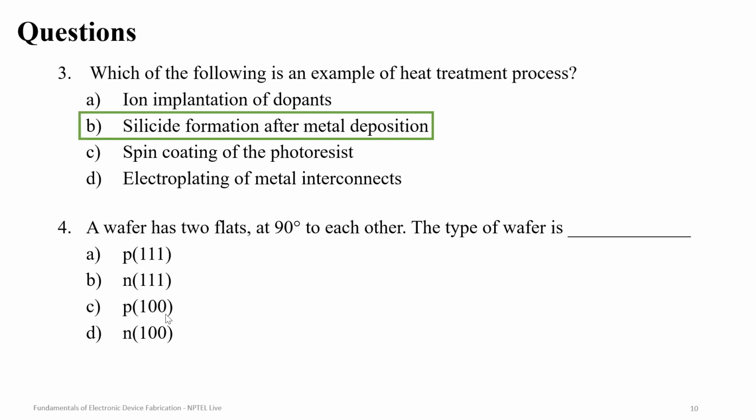So I think it's clear to all of you. Next is: a wafer has two flats at 90 degrees to each other. The type of wafer is P111, N111, P100 or N100.